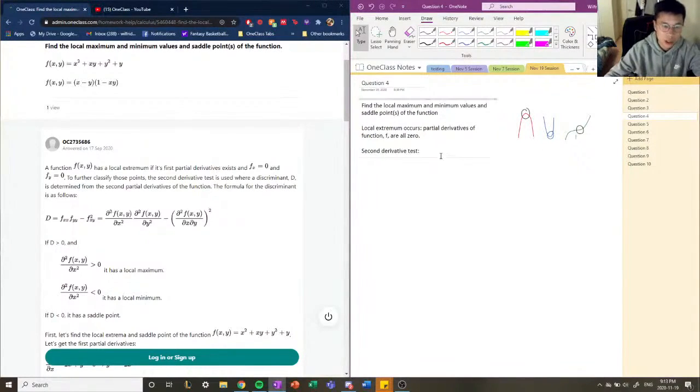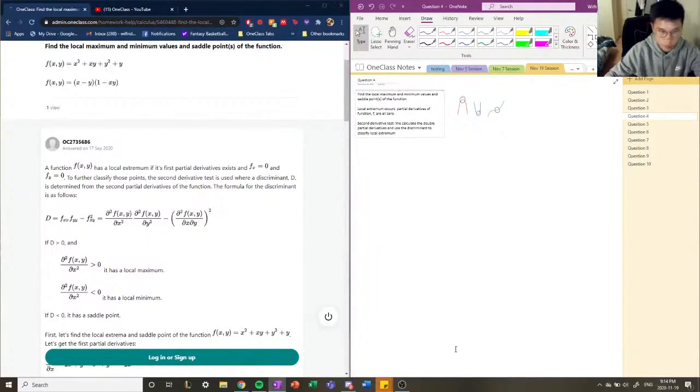Okay, so we calculate the double partial derivatives and use the discriminant to classify local extrema. So now we're going to try to solve both of these functions together. The first step is to calculate the partial derivatives.